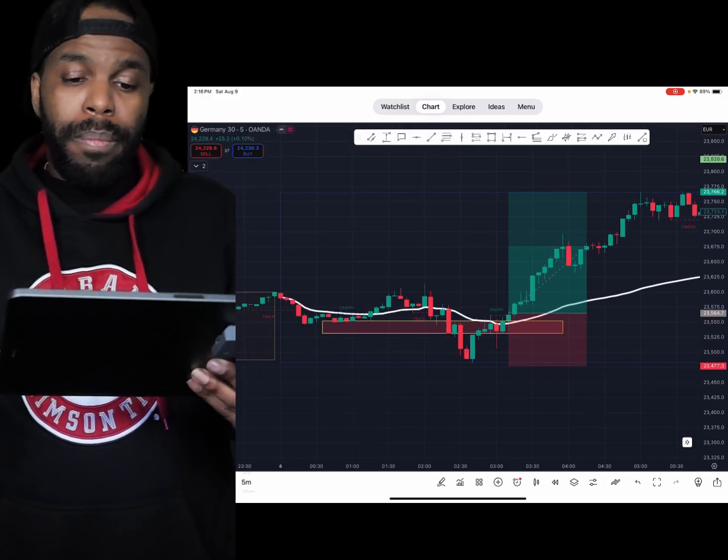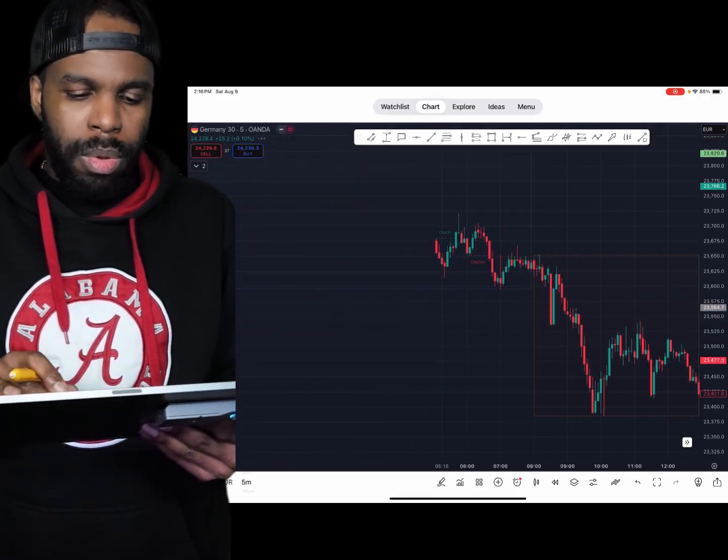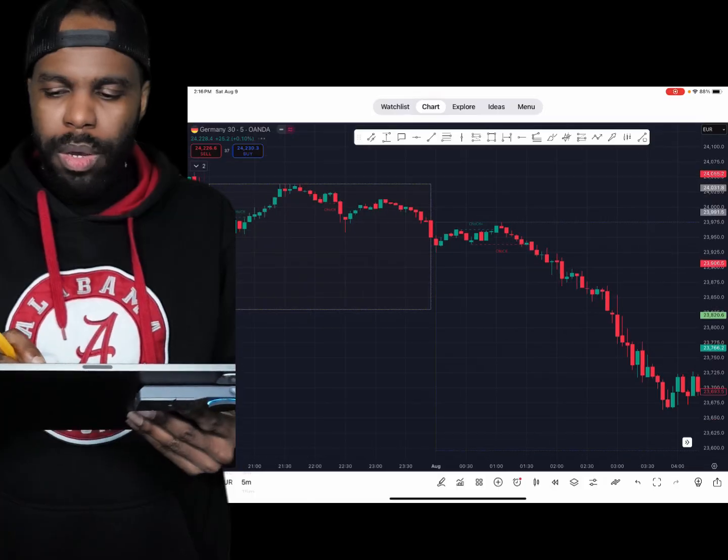Simple as that. Another winning trade right there in this up. Okay, let's see if we can find another one. I'm gonna try to be quick on this one.